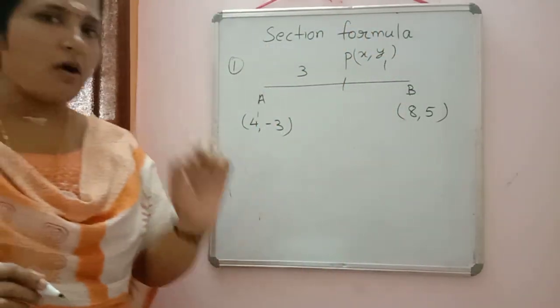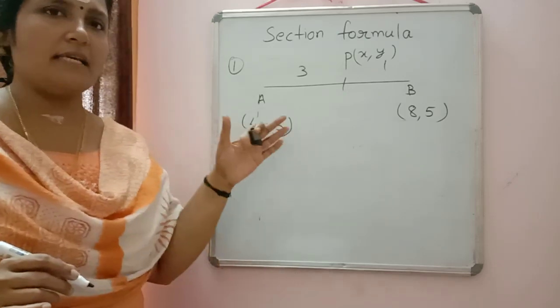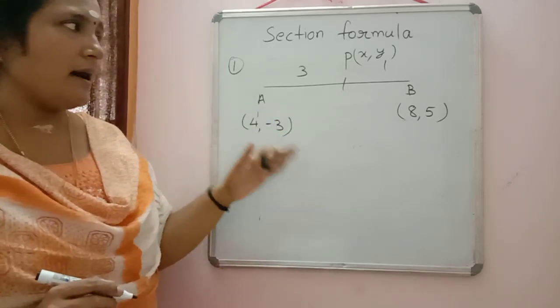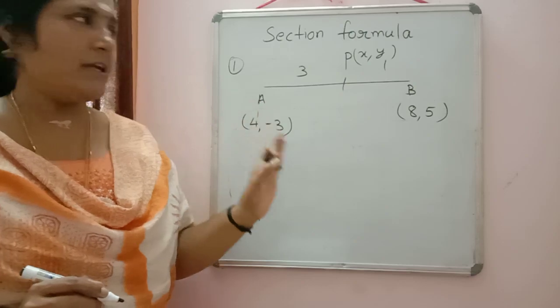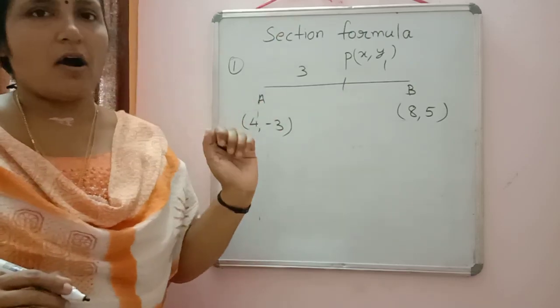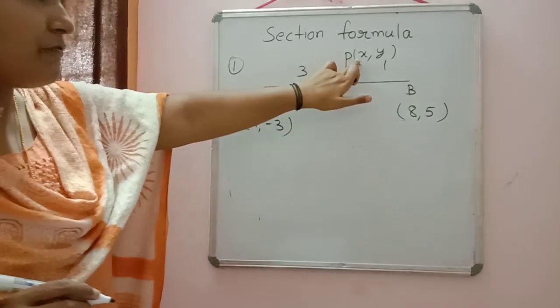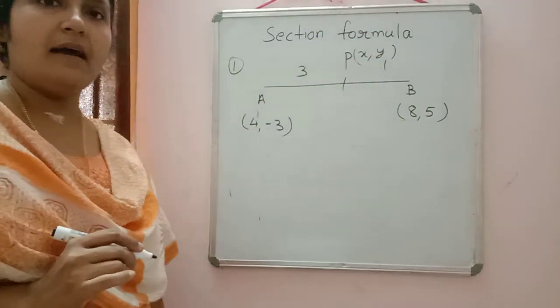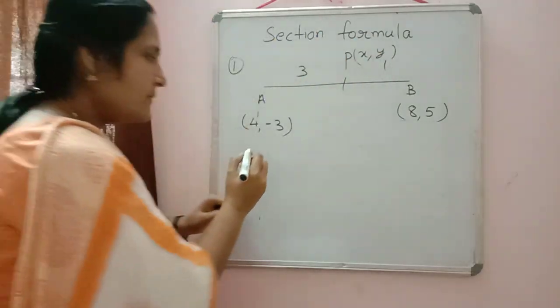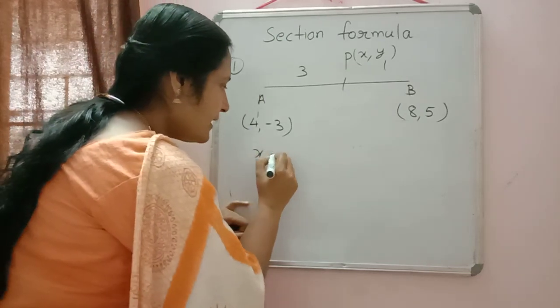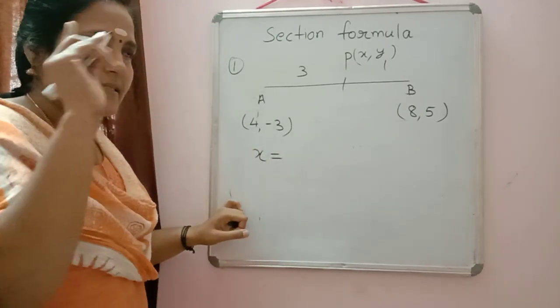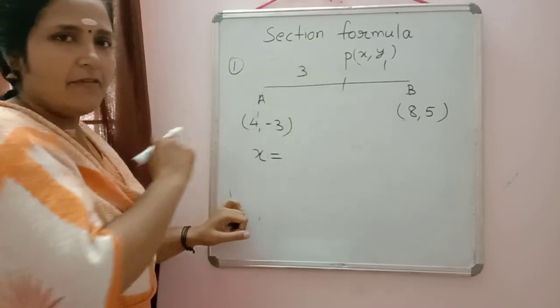I suggest you all also, whenever a question is given related to the section formula, draw the diagram. Then it will be easy for you to solve also. Now we will check how to solve this one, how to find out the x coordinate and y coordinate. First we are calculating the x coordinate. We will state the formula and then apply it here.